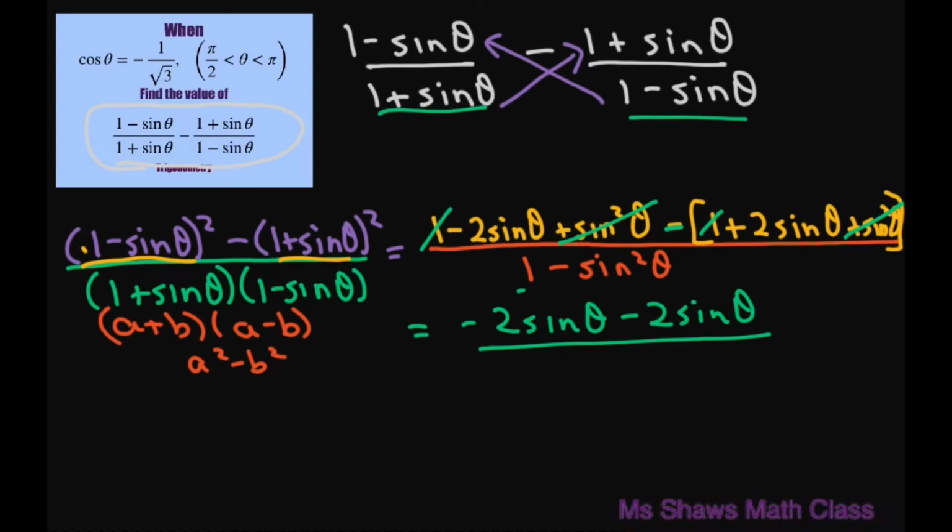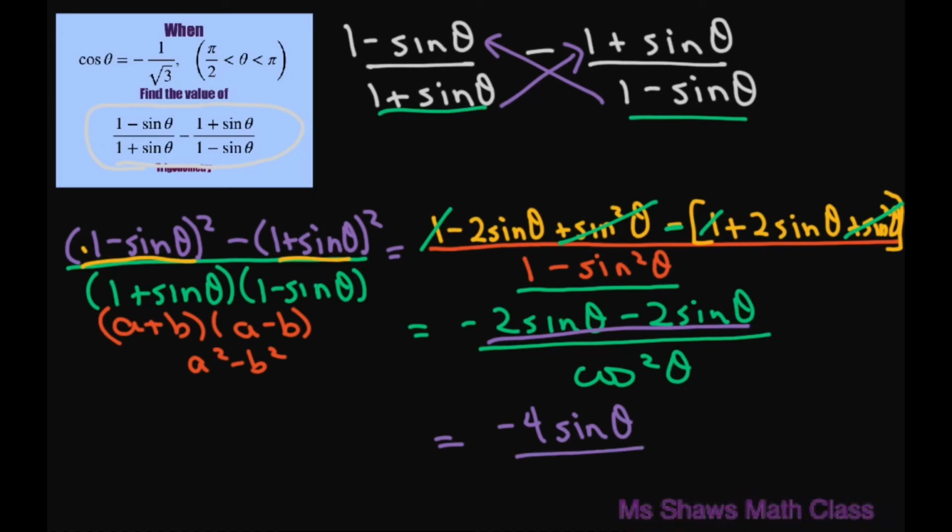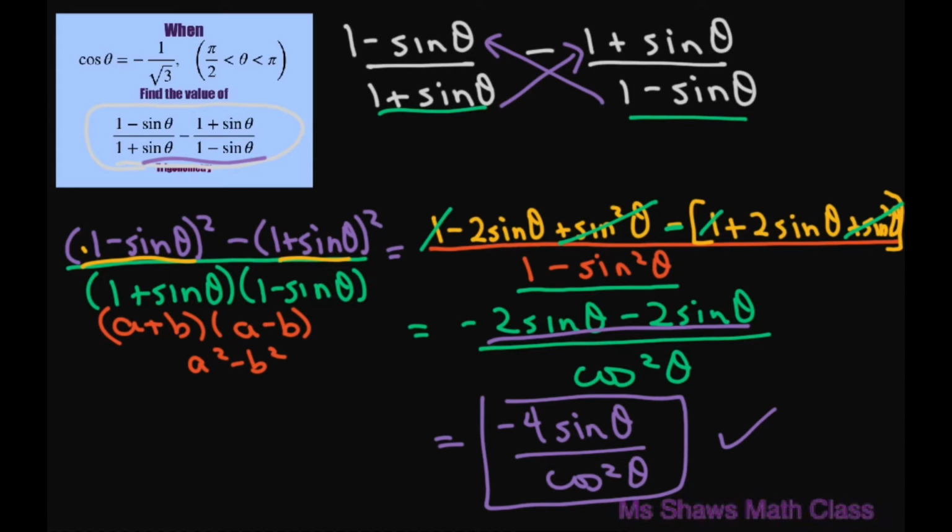And using your Pythagorean identities, this is cosine squared of theta. And finally, we can simplify this. So we're going to get -4 sine of theta divided by cosine squared of theta. Now this is going to be equivalent to this, but it's going to be a lot easier to work with. So now let's go back to our original problem.